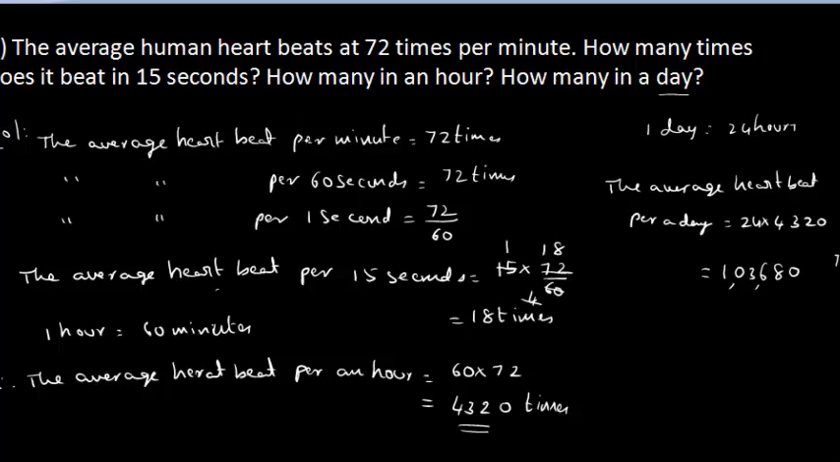Again, the average heartbeat per minute is given. This is the given part. The average heartbeat per minute equal to 72 times. 1 minute has 60 seconds, so the average heartbeat per 60 seconds equal to 72 times. Now we find out the heartbeat per 1 second, which is 72 by 60 times. First part. How many times does it beat in 15 seconds? The average heartbeat per 15 seconds equal to 15 into 1 second, means 72 by 60. 15 cancels in 60, 4 times, 4 cancels in 72, 18 times. So the average heartbeat per 15 seconds equal to 18 times. Second part, how many in an hour?